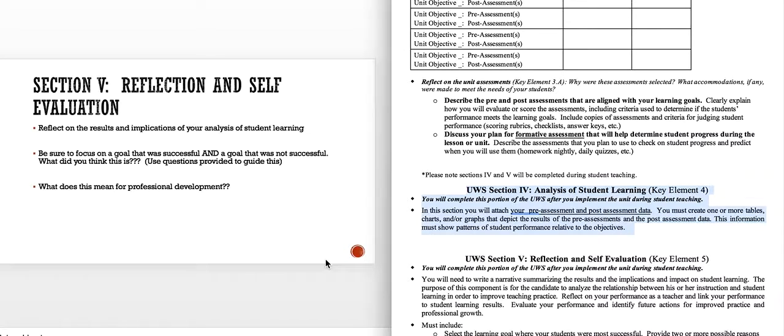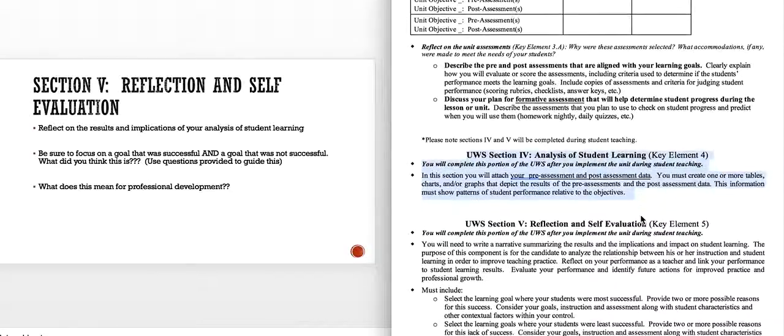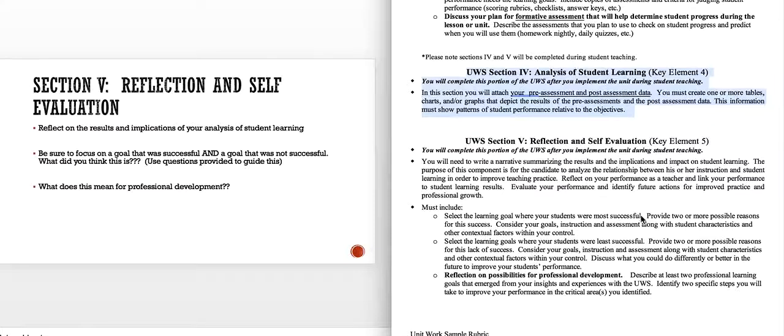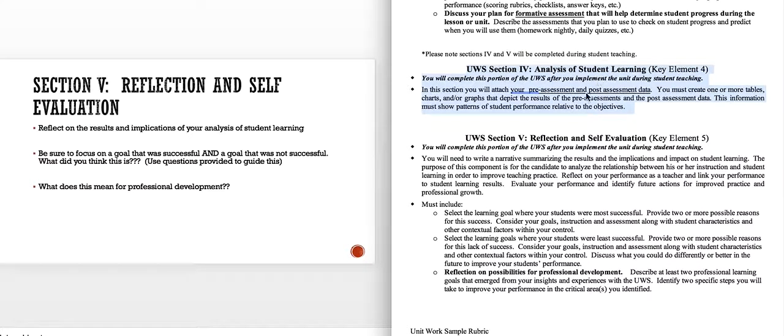That's section 4. Section 5 is all about reflection and self-evaluation. Now that you have all this data that you've collected in section 4, section 5 is where you're going to write a narrative summary talking about what are the results and implications of this student learning data. So did the students get it? Do they understand? Did you meet your objectives?